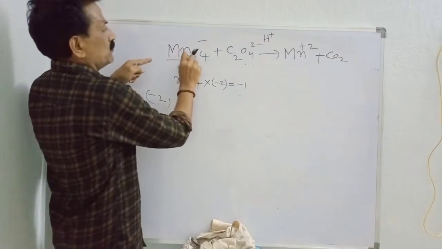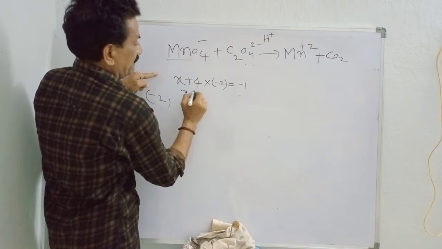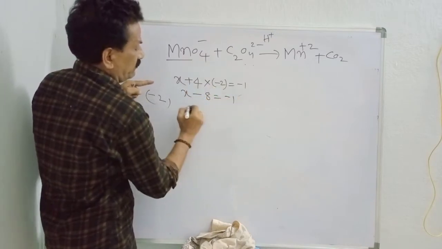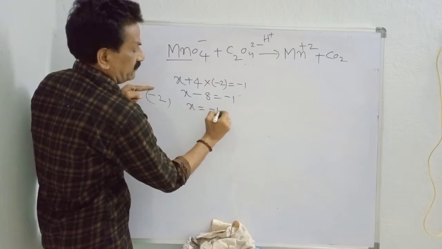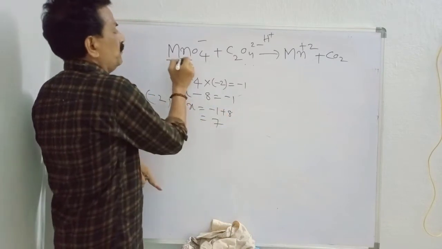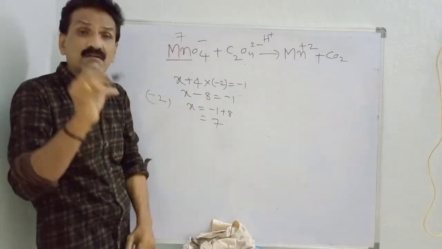X plus 4 into minus 2, that is minus 8, is equal to minus 1. X is equal to minus 1 plus 8, that is 7. So in permanganate ion, manganese shows plus 7 oxidation state.